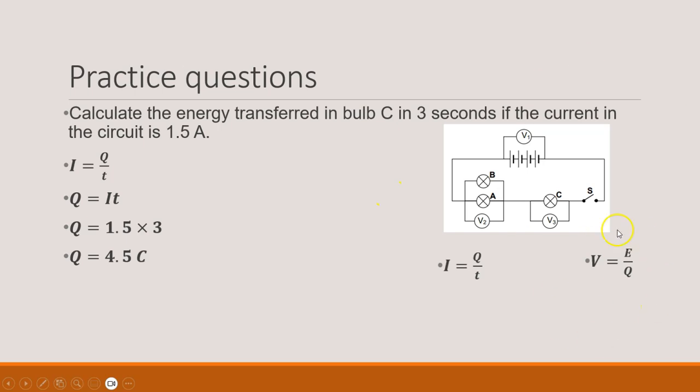Now that we have the charge, we can come back to this formula to calculate the energy. V is equal to E over Q, and I've rearranged this formula as E is equal to V times Q. So that is a voltage of 4.5 volts that we calculated earlier, times the charge of 4.5 coulombs, and our final answer will be an energy of 20.25 joules that's transferred in light bulb C.